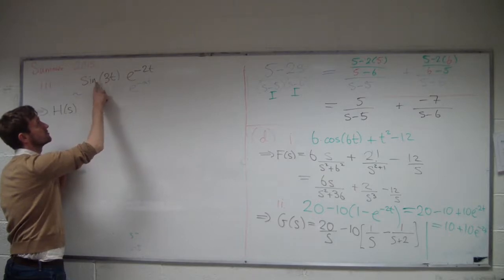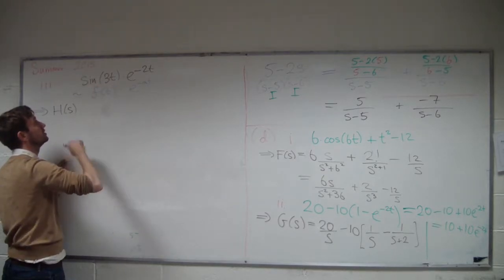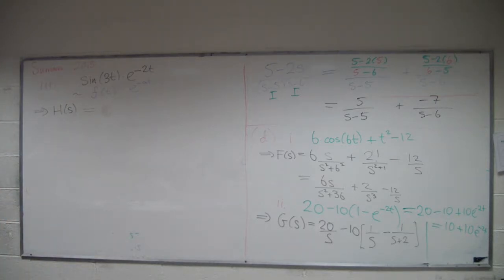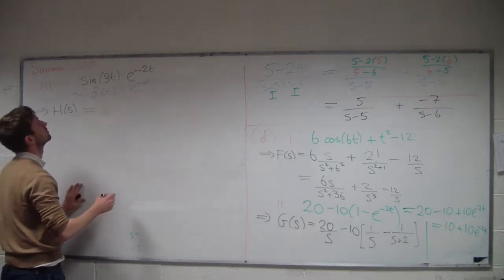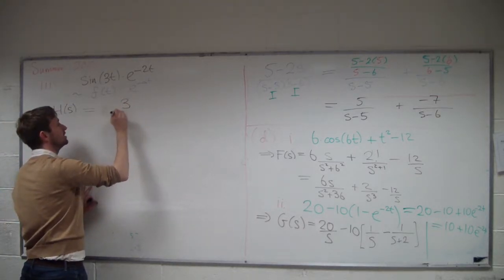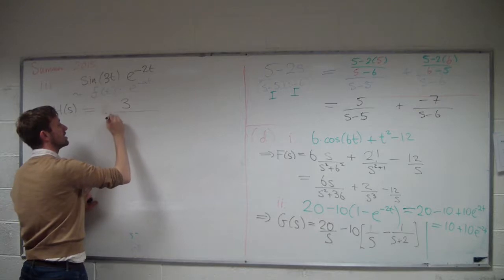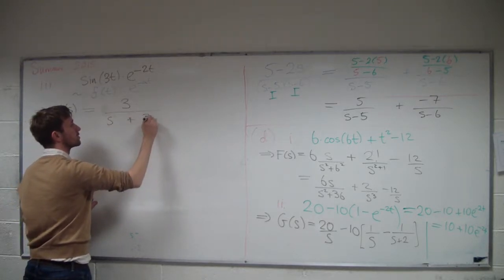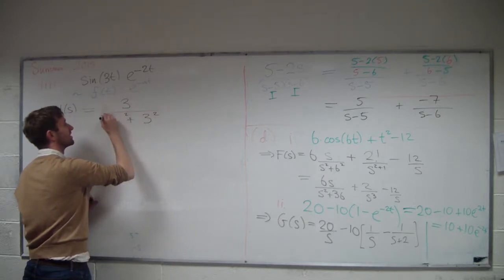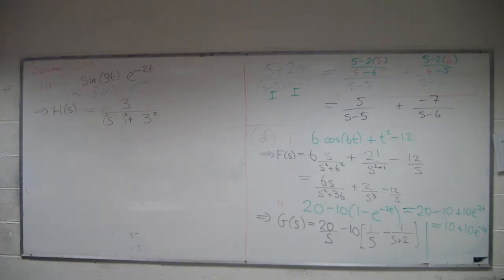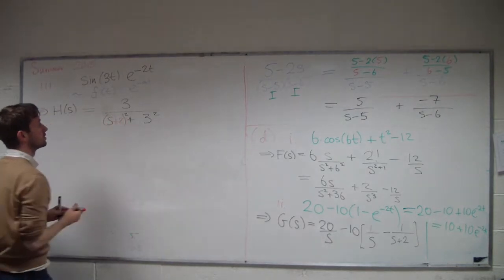So you just send this for a second as normal. So what does sine 3t get sent to? 3 over S squared plus 3 squared. Go again. Oh yeah, sorry. 3 over S squared plus 3 squared. But this is a shift, so it's going to change the s to s plus whatever. s plus 2. That's it.